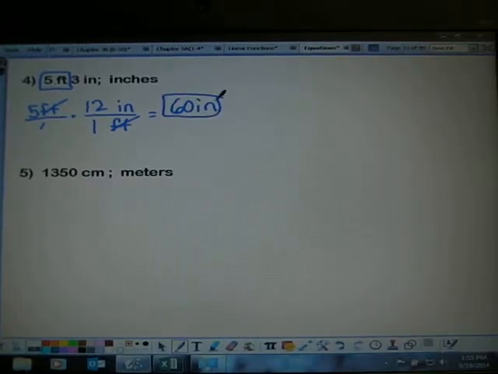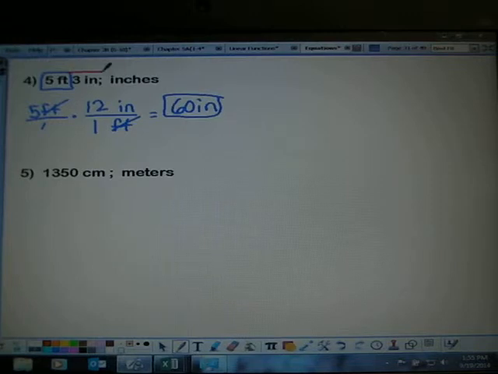But we don't want to know what 5 feet is. We want to know what 5 feet 3 inches tall is. So this is 5 feet plus 3 inches. So we get a total of 63 inches.